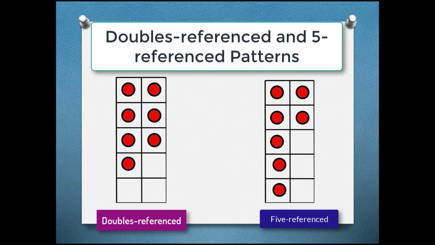Now what we want to talk about is what kind of patterns we are going to suggest that you show. We're going to suggest that you show patterns in the 5-referenced format and a doubles-referenced format. Why? Because we have deliberately chosen them. Those 2 patterns lead to very productive ways of thinking. And that's why we did that.